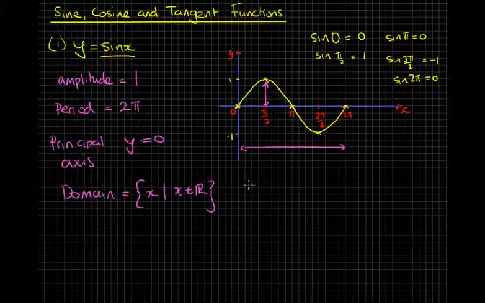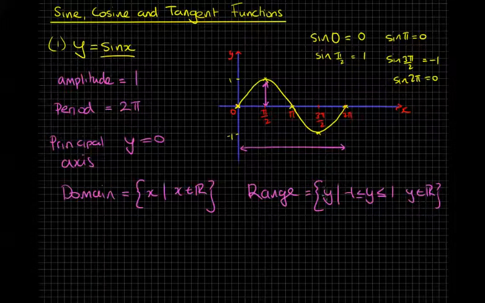Okay, but the range is different. So what y values can this graph have? Well, you can see that the highest point is 1 and the lowest point is -1, and all the values in between, and there's no gaps, but it doesn't go above 1 and it doesn't go below -1. So the range is y, but y is sandwiched between 1 and -1, and it can be any number you want. Okay, so that's the range.